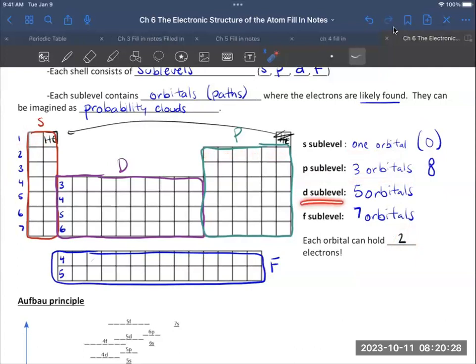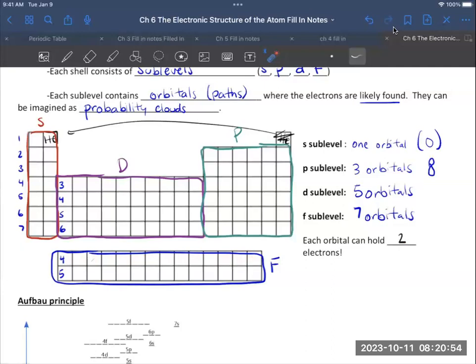Meanwhile, the D sublevel has 5 orbitals. Each can hold 2 electrons. That makes 10. And look at this, 1, 2, 3, 4, 5, 6, 7, 8, 9, 10. And then the F sublevel has 7 orbitals, holding 2 electrons each. So 7 times 2 is 14. 1, 2, 3, 4, 5, 6, 7, 8, 9, 10, 11, 12, 13, 14. Again, not a coincidence. Okay.